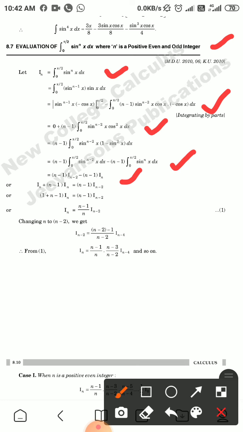Therefore, In plus n minus 1 In becomes equal to n minus 1 I(n minus 2), or 1 plus n minus 1 into In is equal to n minus 1 I(n minus 2), and In is equal to n minus 1 divided by n times I(n minus 2), marking this to be number 1. Changing n to n minus 2, we get I(n minus 2) as n minus 2 minus 1 divided by n minus 2 times I(n minus 4). Therefore, from the first, In is equal to n minus 1 into n minus 3 divided by n into n minus 2 times I(n minus 4), and so on.